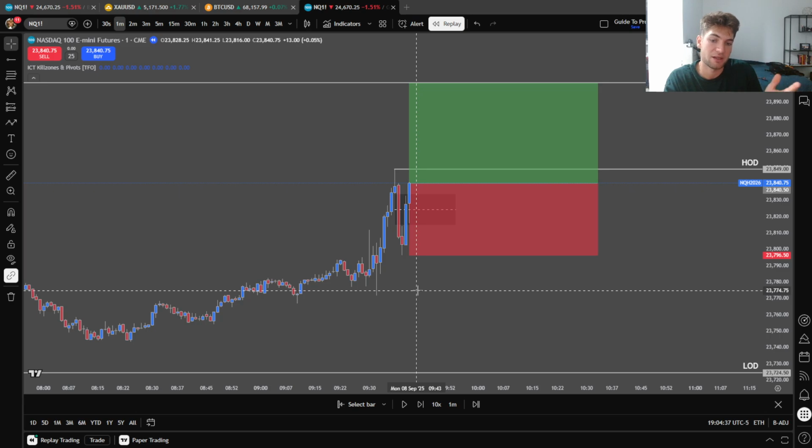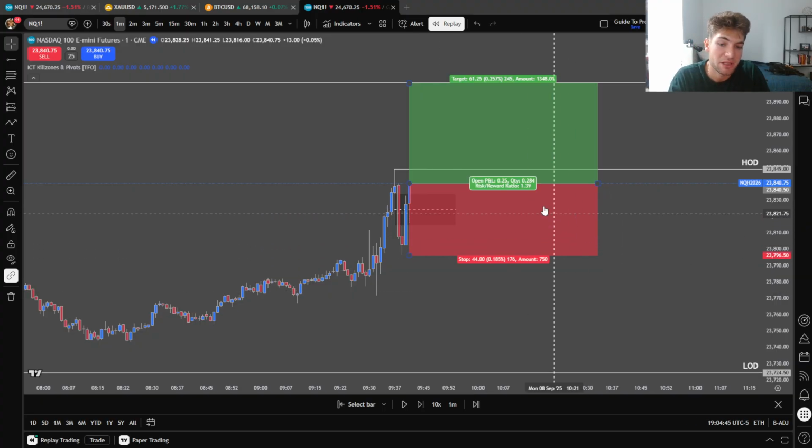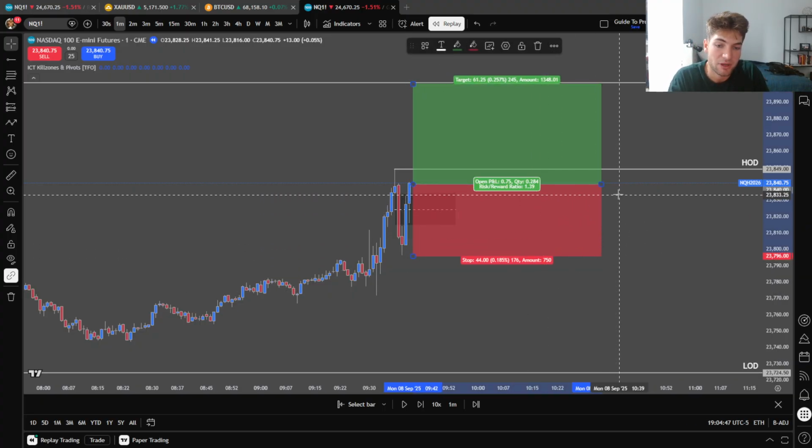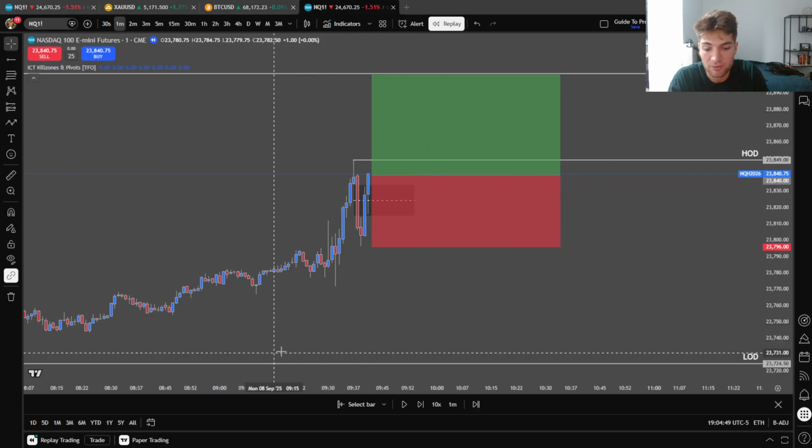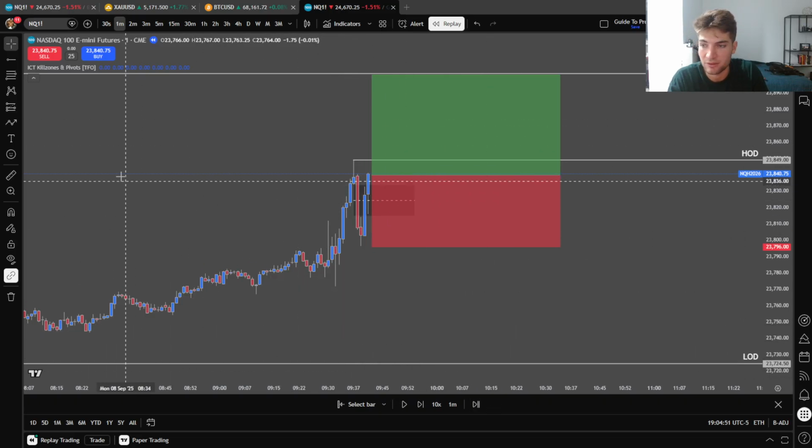We have what would be a 1 minute failed BPR, and then we have an engulfing closure. That's 2. So this is a B level setup. This isn't a great setup. To be honest, I would want to wait for something more, which usually is presented after 9:45.